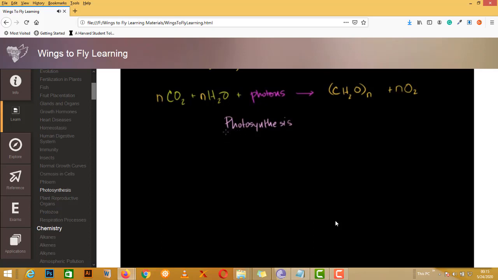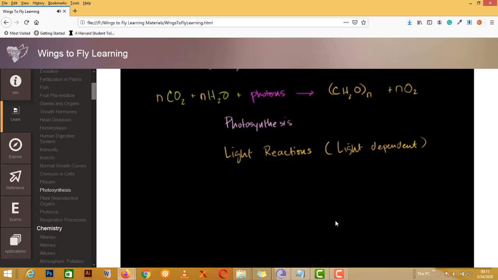Into two stages. We can call one the light reactions, or sometimes they're called the light-dependent reactions. And that actually would probably be a better way to write it. Let me write it like that. Light-dependent means that they need light to occur. Light-dependent reactions. And then you have something called the dark reactions.